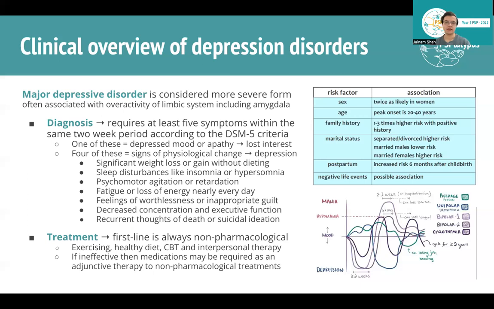Sleep disturbance like insomnia or hypersomnia, psychomotor agitation or retardation, fatigue, loss of energy nearly every day, feelings of worthlessness or inappropriate guilt, decreased concentration and executive function, or recurrent thoughts of death or suicidal ideation. So according to DSM-5, you need one of the depressed mood or apathy and then four of the below.